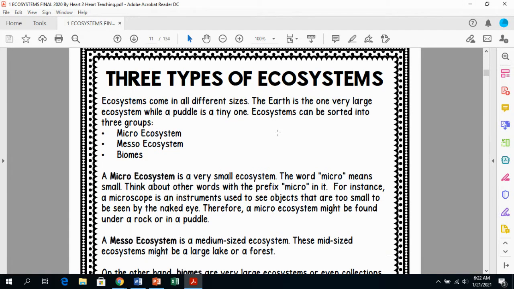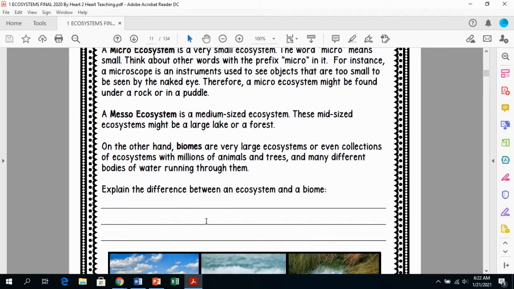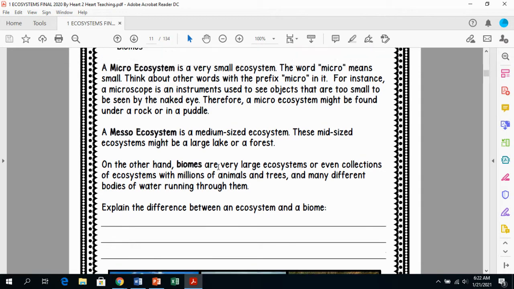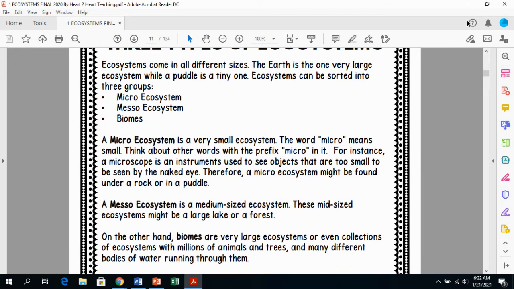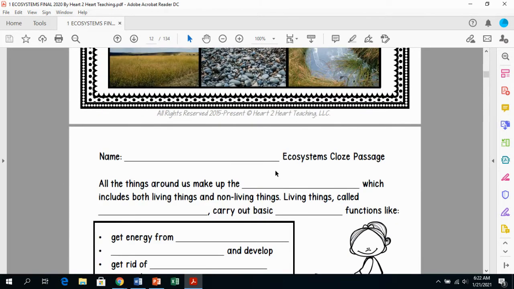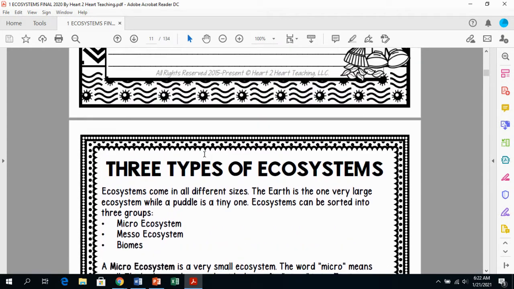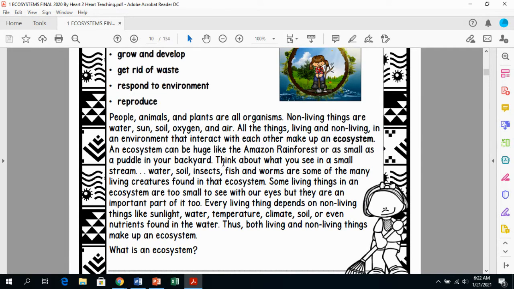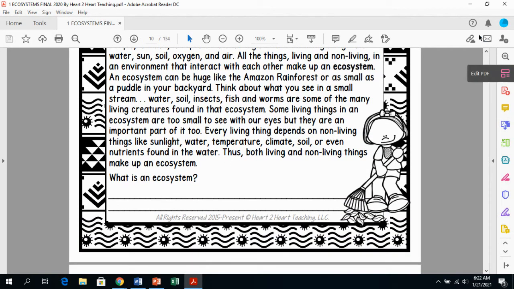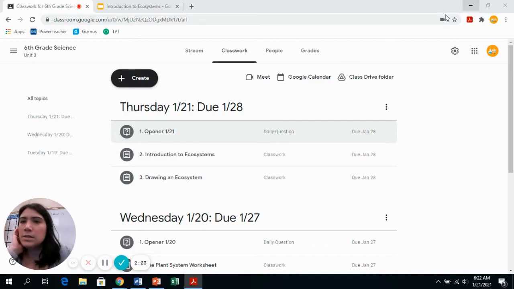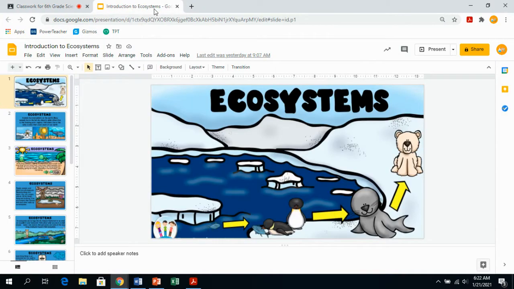So our first step is that we are not going to fill out any questions yet, so your pencil should be down, and we are reading this together. And then we are going to answer the question, and then we will be doing the same thing with the three types of ecosystems. So page 1, page 2, and then you are going to work on page 3 together. So I'm going to go ahead and bring this up.